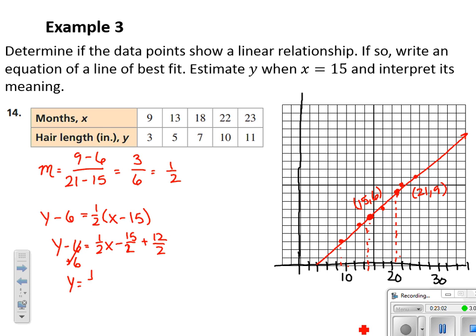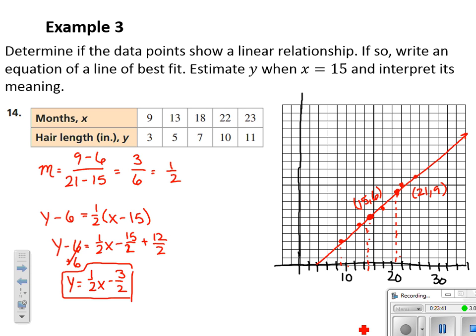y equals 1/2 x, and that looks like it's going to be minus 3 halves. And again, that doesn't really make a whole lot of sense for our y-intercept, which would mean that after 0 months, we have negative 1.5 inches of hair. But the point is, we've got this function that will estimate the inches, the output of hair, given a number of months for an input for x.